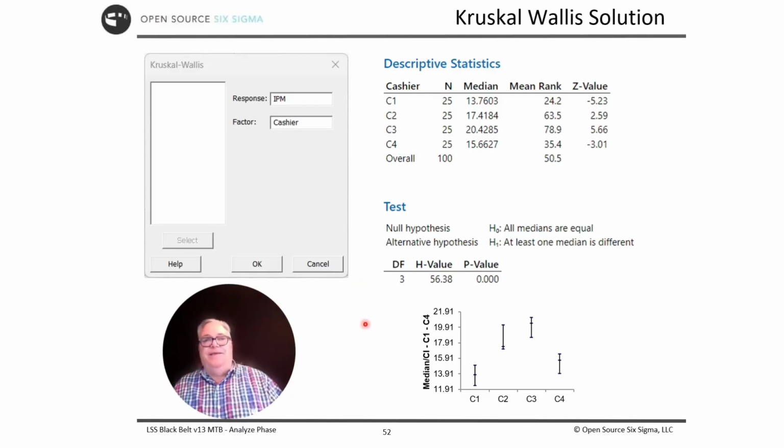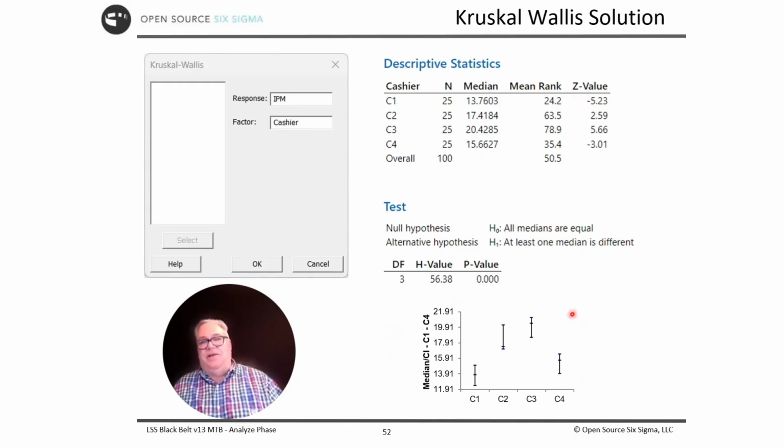When I hit OK and do the test, I find the p-value is 0, right? So at least one median is different than the others. And if I take a quick gander over here, it looks like cashier 3 is my winner. Their median is 20.4 items per minute. They got a nice big high Z value. Looks like cashier 1 was my lagger. They got a big negative Z value, so they're on the lower side.